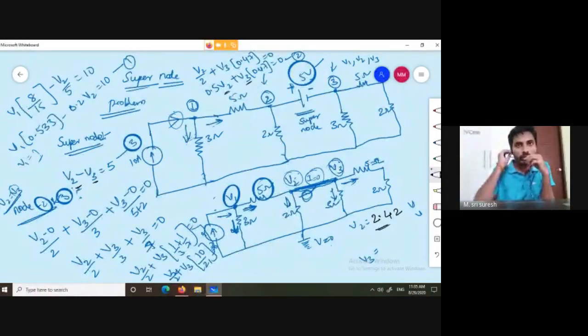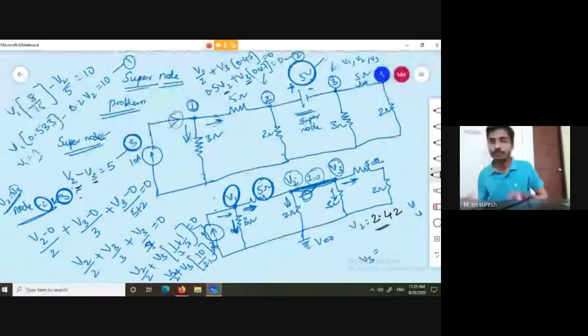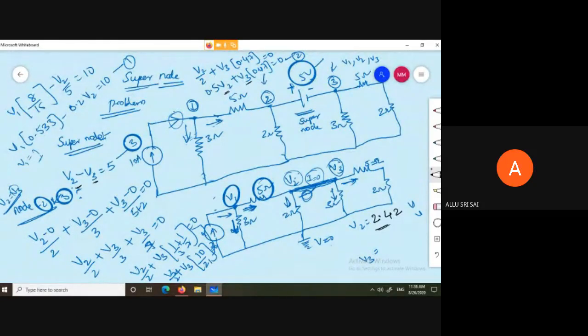Okay, anyway, I will take my calculator and come back and tell. Wait for 5 minutes. I'll take my calculator and come again. Sir, 2.91 volts, sir.